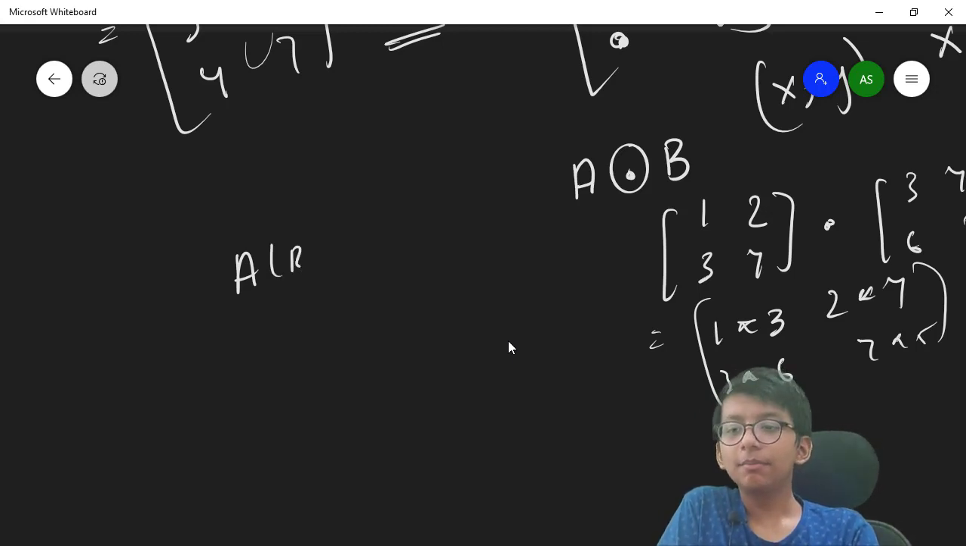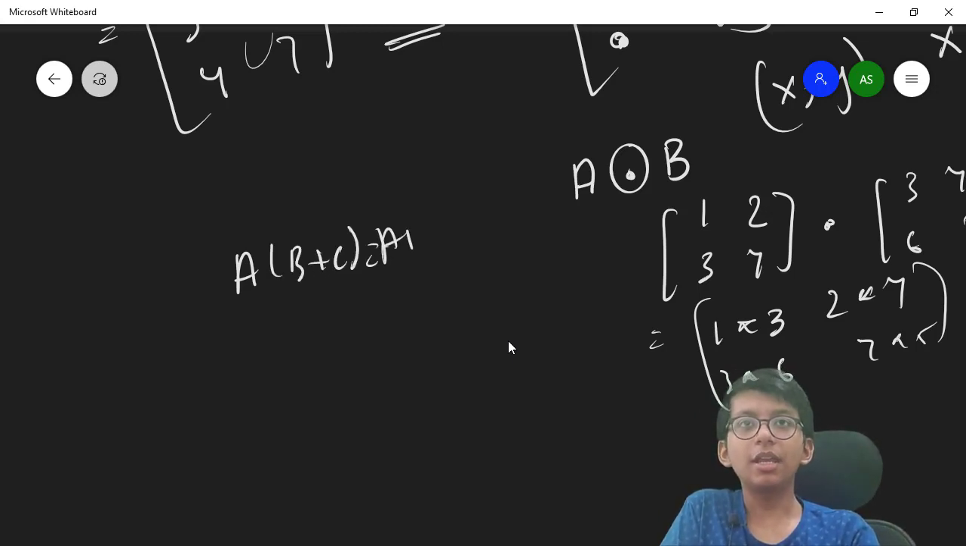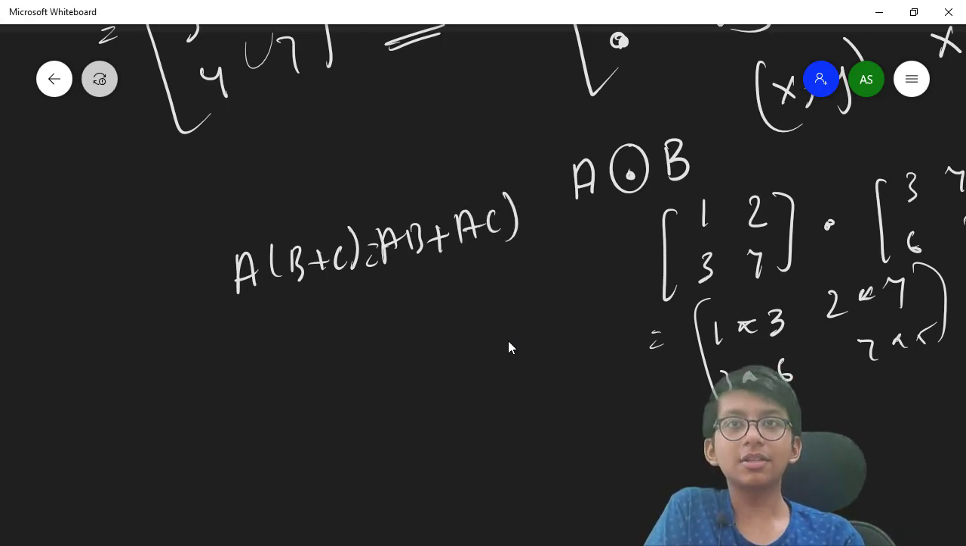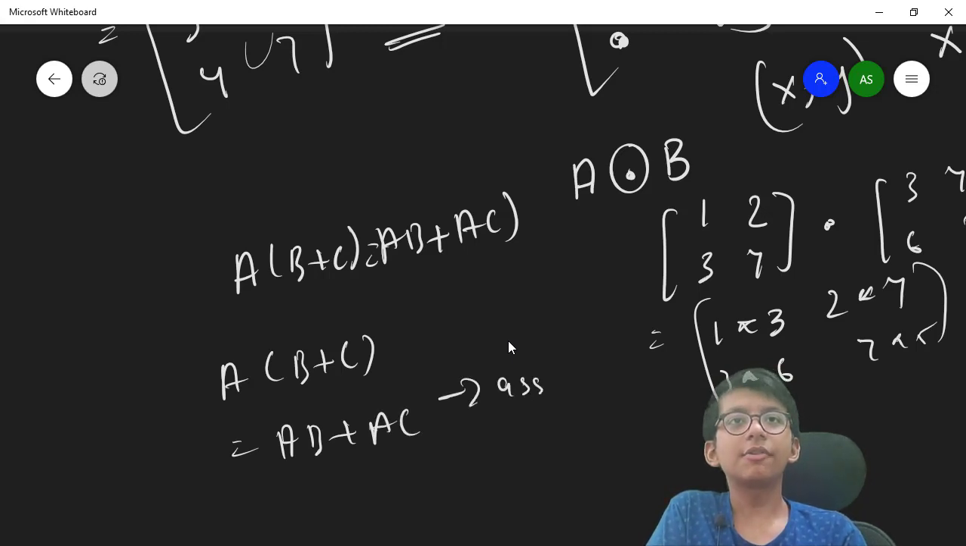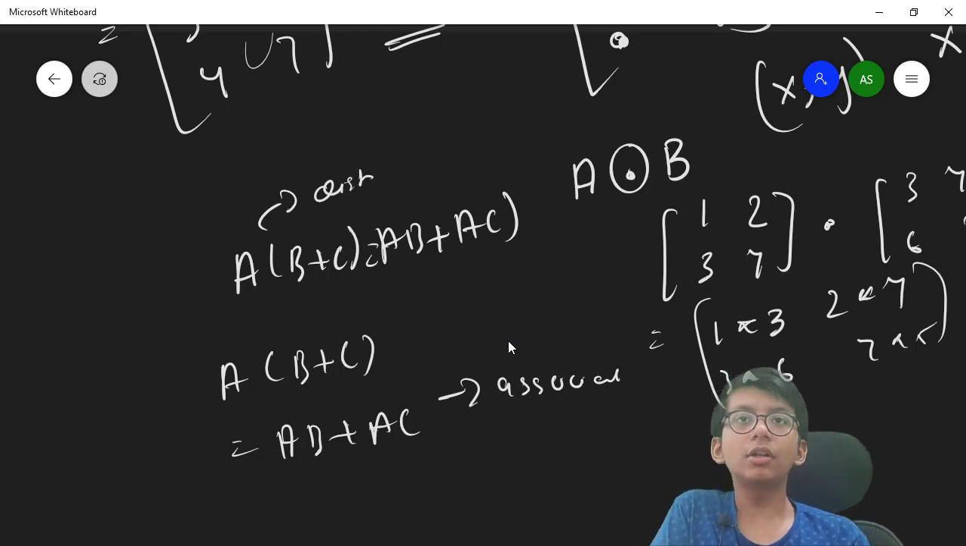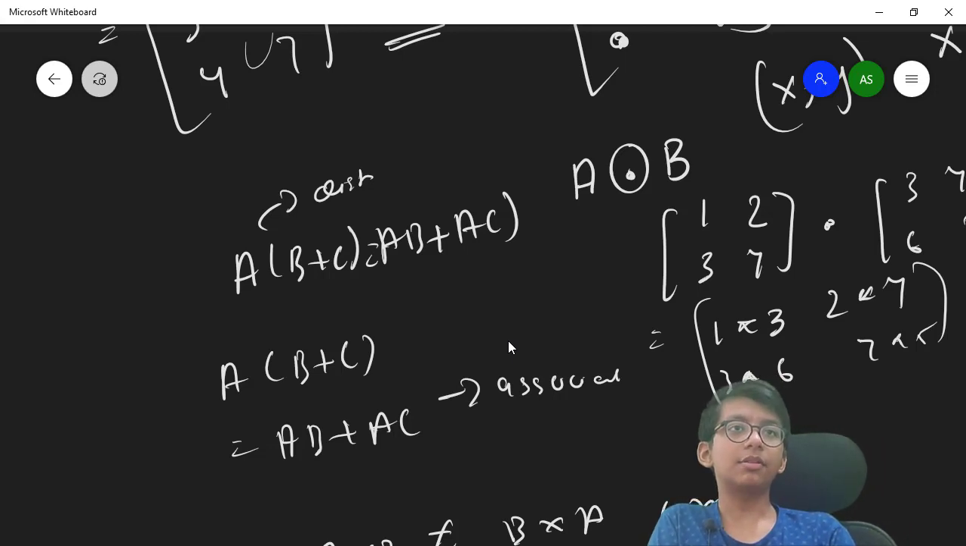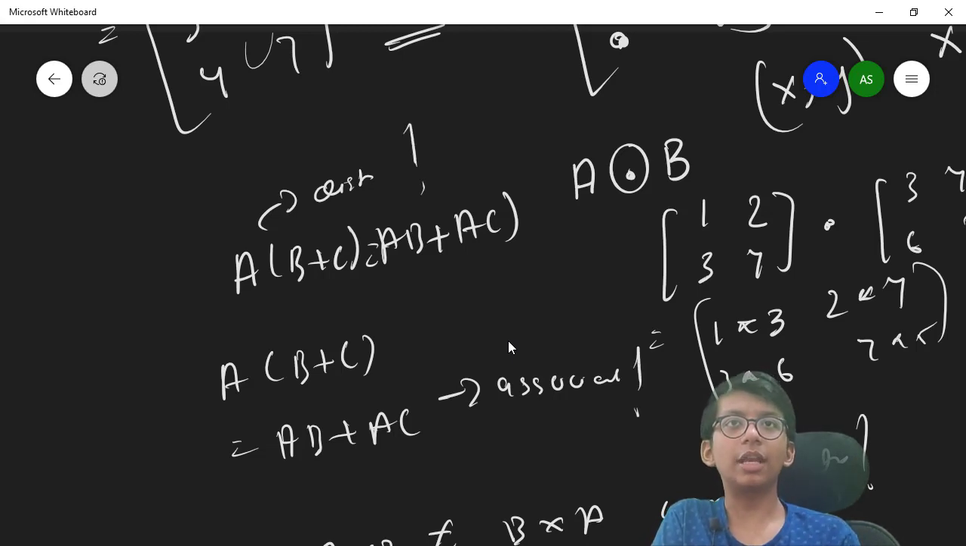A(B + C) is AB + AC, so this is distributive. We can also write associative: (AB)C equals A(BC). So it's associative, it's distributive, but it's not commutative. If you multiply A times B, it is not equal to B times A. The results will not be the same. You can try with some examples. If you are curious, you can apply these.